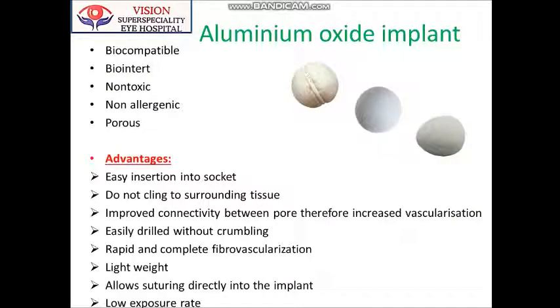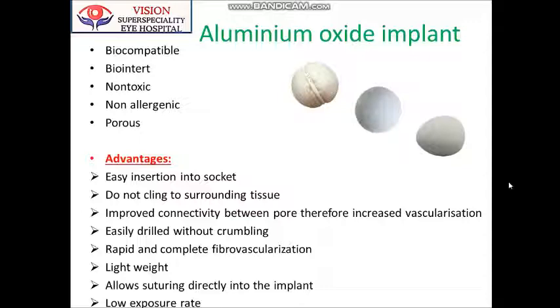Another emerging implant is the aluminum oxide implant, also referred to as the bioceramic implant, as it is made of ceramic biomaterial similar to that used in orthopedics and dentistry. They are biocompatible, bio-inert, non-toxic, non-allergenic and porous. Advantages of using this implant is that it can be easily inserted into the socket, they do not cling to surrounding tissue, improved connectivity between pores, therefore increased vascularization, easily drilled without crumbling, rapid and complete fibrovascularization, lightweight and allows suturing directly into the implant.